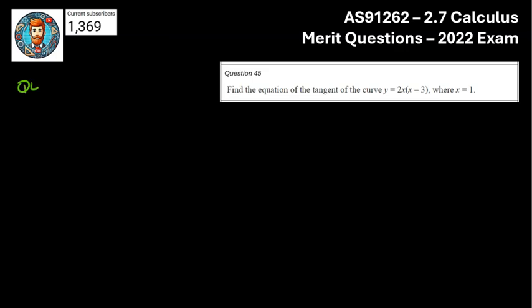Okay, so we're now on to question number 45. We're firing through these ones. These ones are nice, short and sharp merit questions, which is good. So basically, we've got find the equation of the tangent for this curve when x is equal to 1.